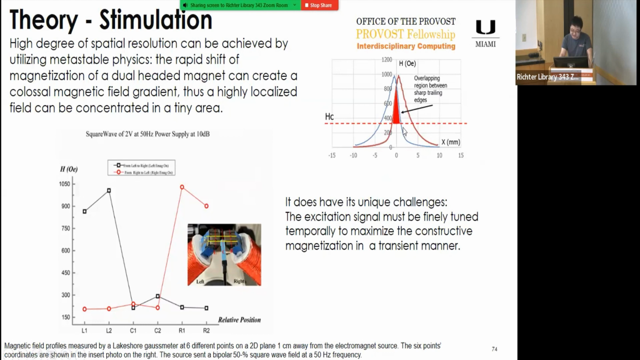So the higher focality can be reached with this stimulation method. This sounds very simple, but it requires a high degree of tuning and lots of trial and error in the process to get this done. We can achieve a maximum field strength of, this is an outdated graph, but I think we can do more than 1,000 oersted field strength in the center now.